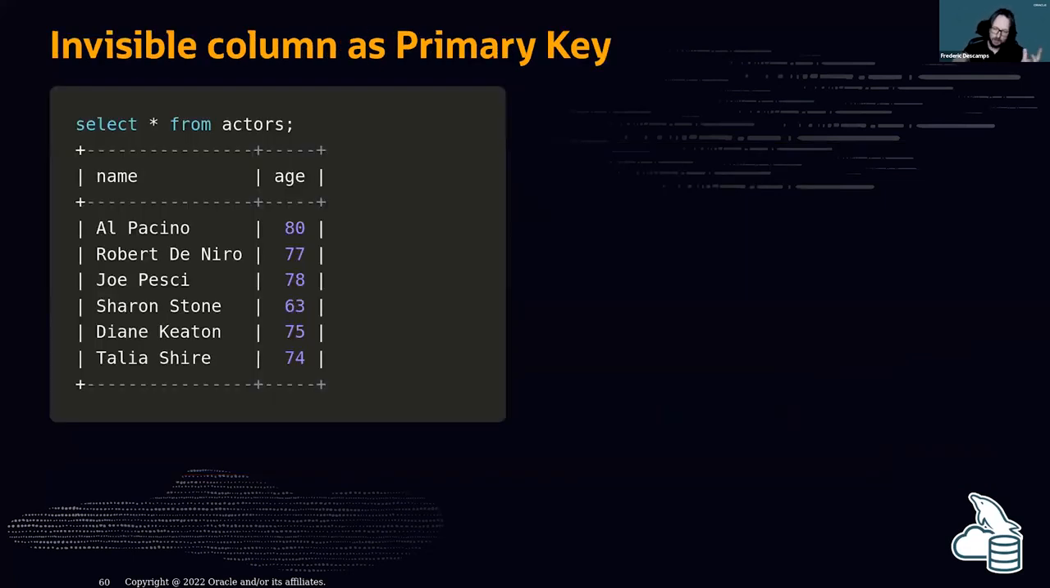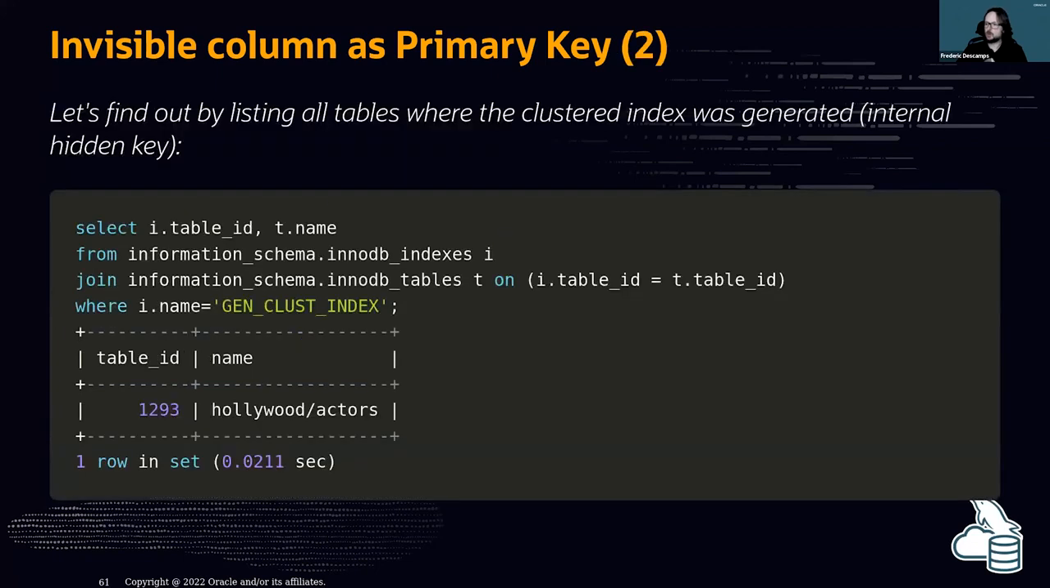So this is one of these tables that has no primary key, where you have a name and an age. I call the table actors. Do we have a primary key? No. So let's find out by listing all tables which don't have a primary key. We can check in information schema, and look, Hollywood actors doesn't have any primary key defined. So this is one table that we need to fix.